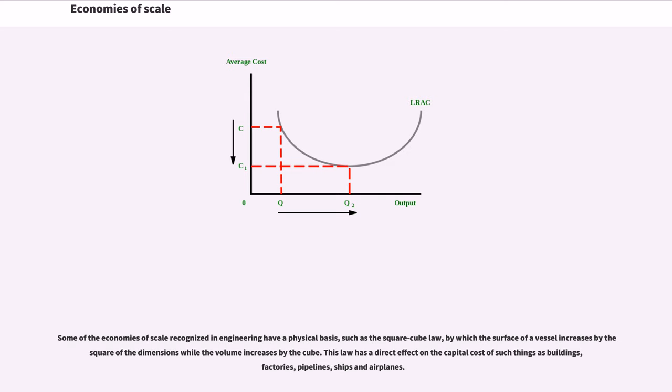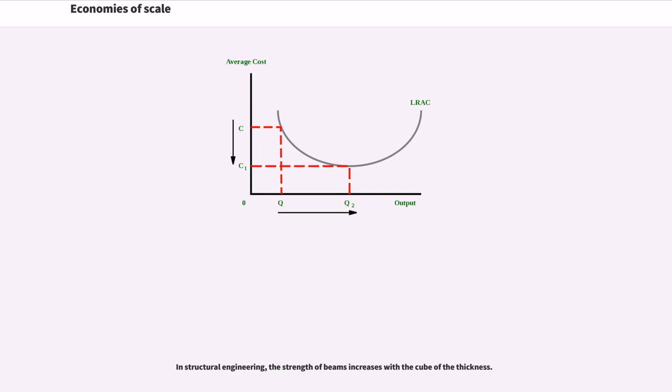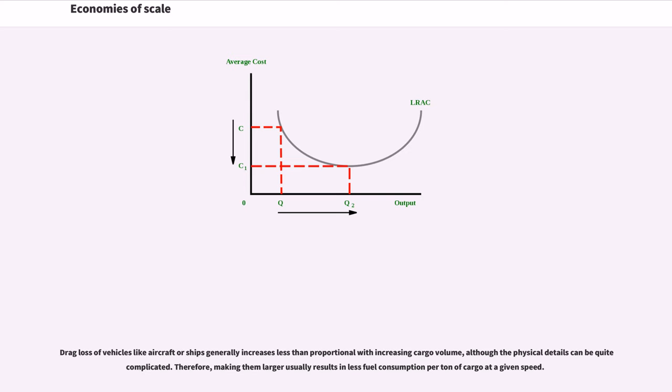Some of the economies of scale recognized in engineering have a physical basis, such as the square cube law, by which the surface of a vessel increases by the square of the dimensions while the volume increases by the cube. This law has a direct effect on the capital cost of such things as buildings, factories, pipelines, ships and airplanes. In structural engineering, the strength of beams increases with the cube of the thickness. Drag loss of vehicles like aircraft or ships generally increases less than proportional with increasing cargo volume, although the physical details can be quite complicated. Therefore, making them larger usually results in less fuel consumption per ton of cargo at a given speed.